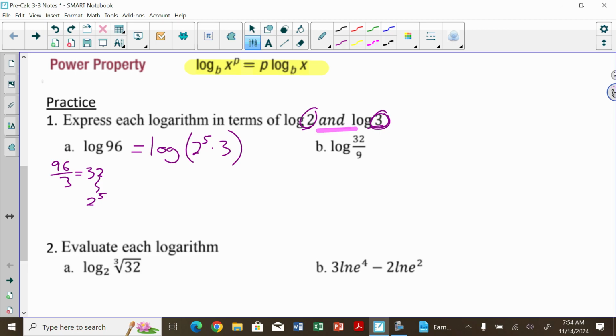Now, sometimes you need a power for both of them. There might be an exponent that you need on 3 and 2, but you're just going to have to play with it a little bit to get those.